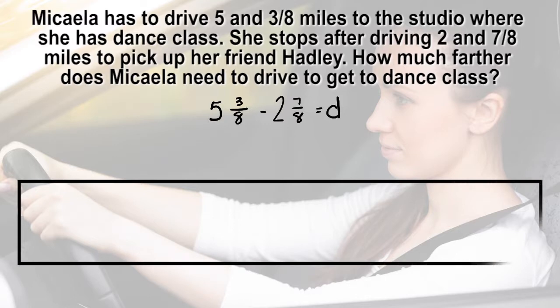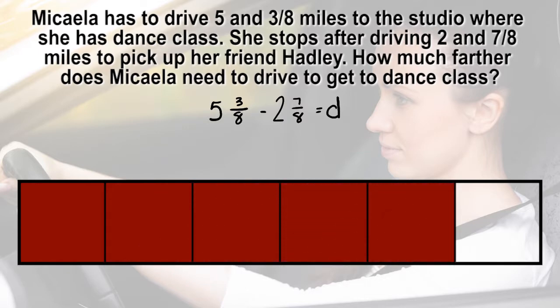Model this by drawing a long rectangle and partition it into 6 sections. Shade in 5 whole sections to represent the 5 miles. The last unshaded section will represent the fractional portion of her total miles to drive, 3/8. Divide the last section into 8s and shade in 3 parts.